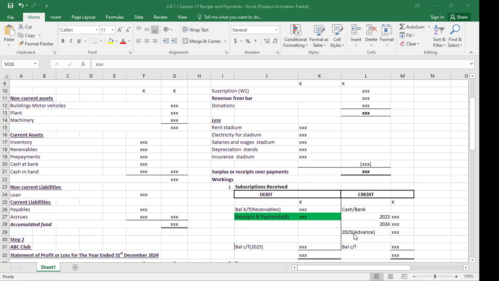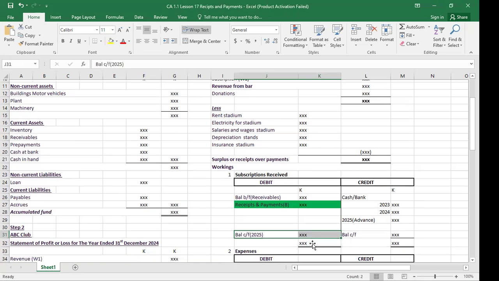So all the monies that have been received, right? Including all those that have been paid in advance, but all the money that has been received has to be on the credit side. And then this balance carried forward, these are the subscriptions that have been prepaid, right? So what's prepaid, you include it as part of the debit side here.